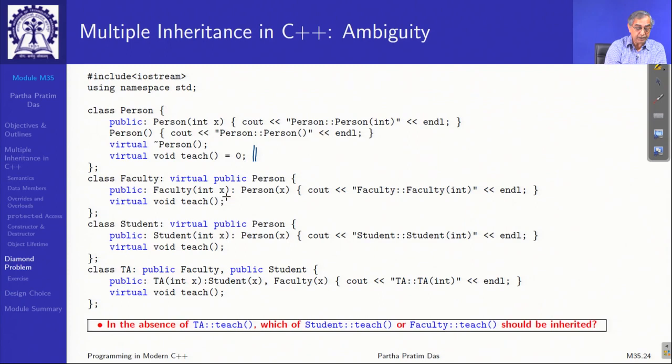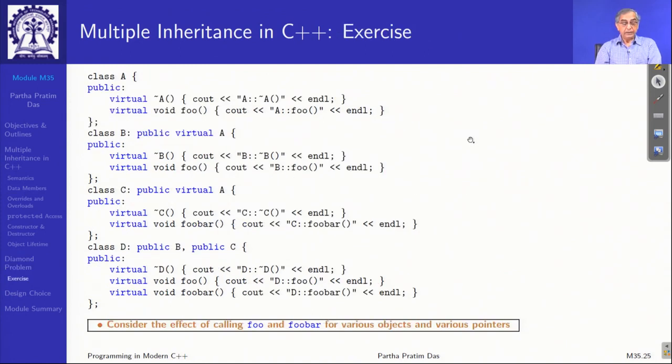For example, you have a teach which you override in student and faculty, and in TA, fine, good enough, it will work. What if I do not provide this? So, the question that I leave with you is which of the teach will be used, or how would you resolve that problem, right? So, it is not easy. If you get into diamond, it is not easy to always handle this.